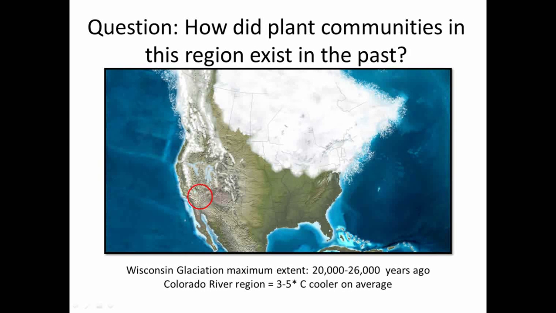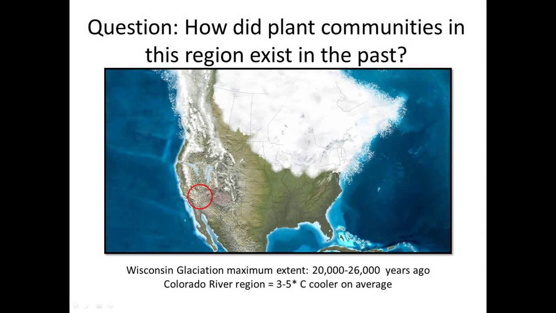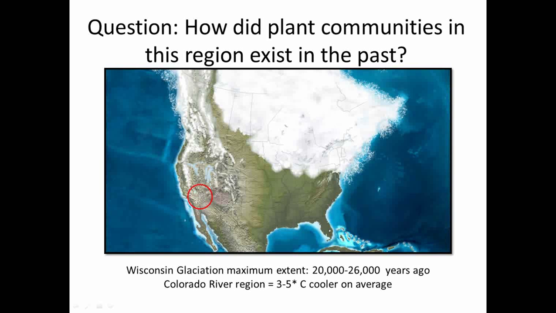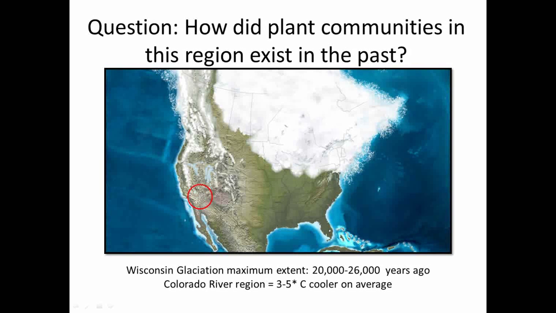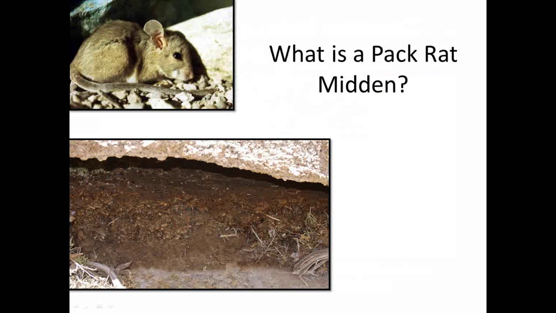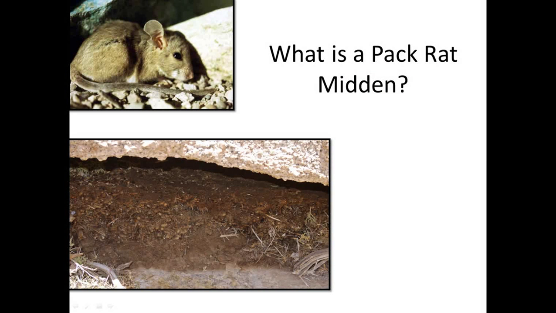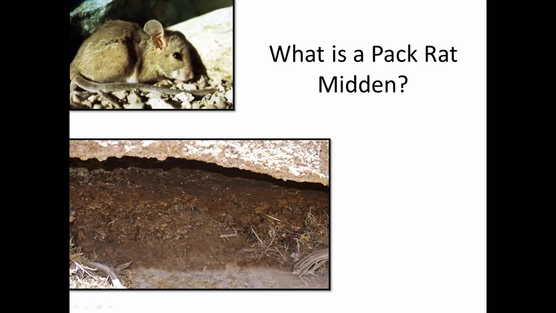And so to try and reconstruct the plants in this region, Kenneth Cole decided to use pack rat middens to reconstruct the historic vegetation. Now, what is a pack rat midden? Pack rats are in the genus Neotoma. They're native to North America, and they have this really strange behavior by which they collect plant material, not necessarily to eat, they just collect it, from about a 30-meter radius around their home.